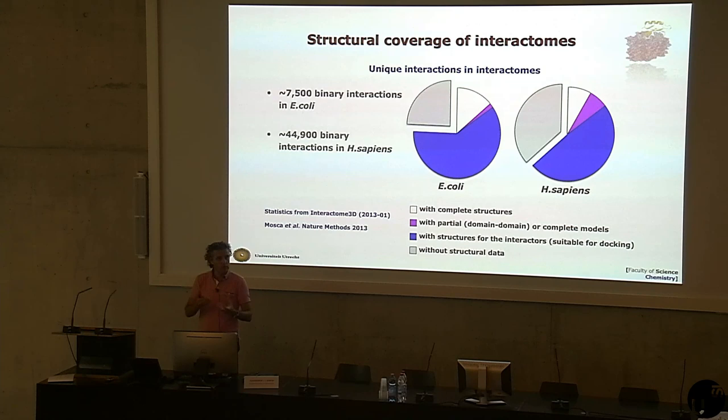And then you have one third here, which is gray, and this has probably not changed much if you go look at the statistics today, where there is nothing. We don't have the structure. We don't have the component. We don't have the structure of the complex. What do you find in there? A lot of membrane-associated proteins will be in that class. They are difficult to study experimentally. But also a lot of intrinsically disordered proteins, or proteins that contain intrinsically disordered regions that, again, are very difficult to study by experimental methods.